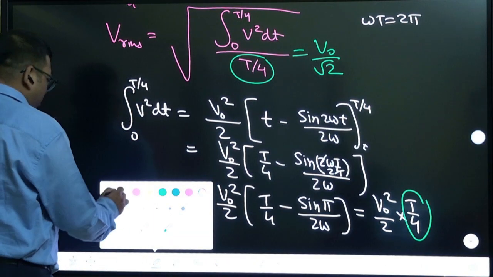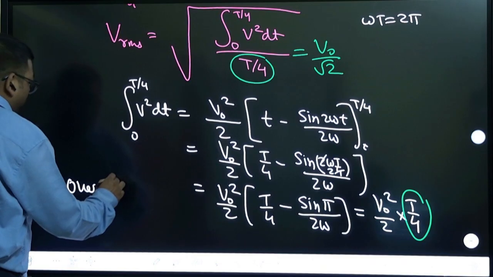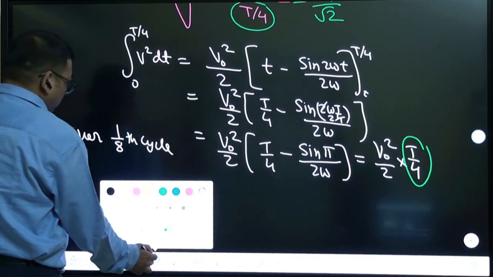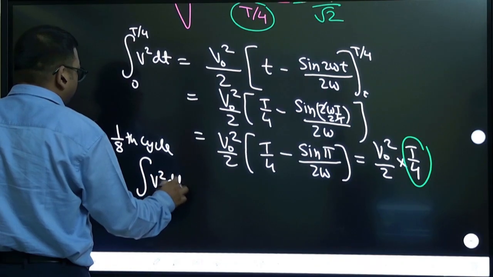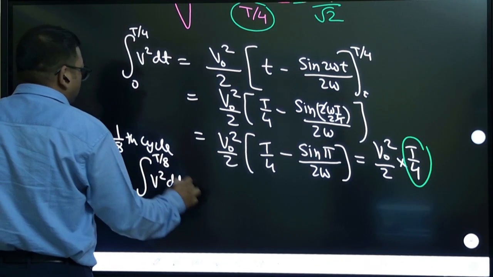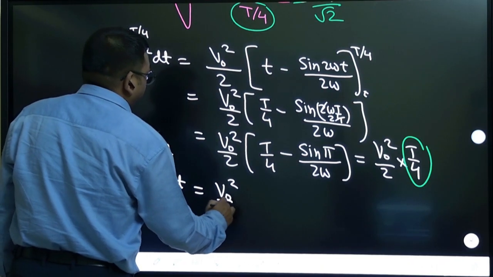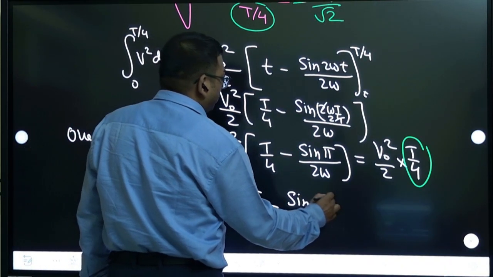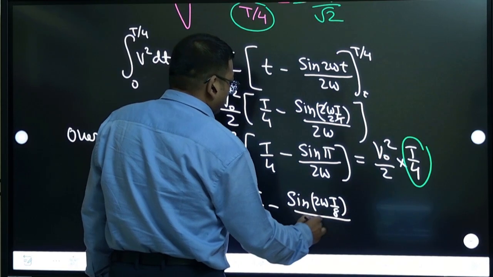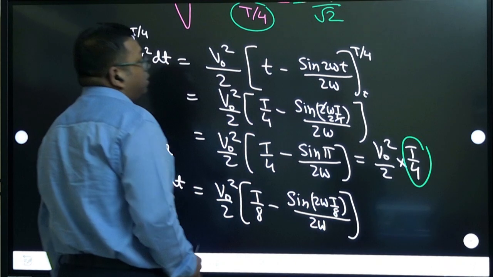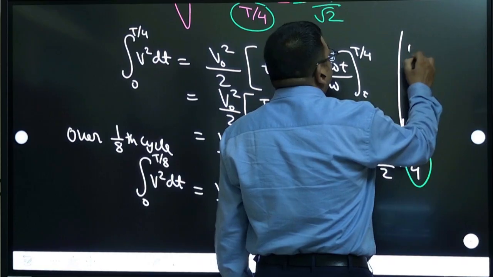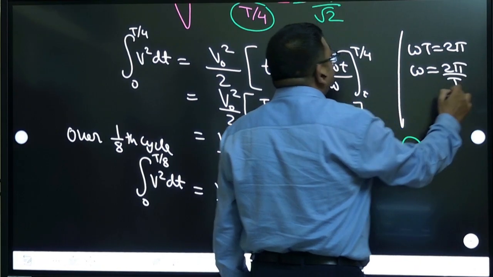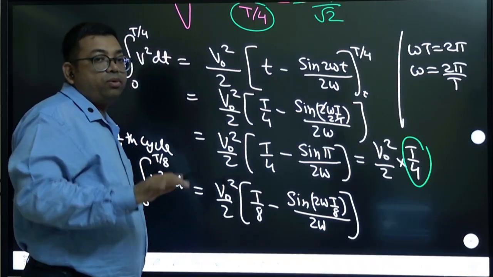Suppose you take one eighth cycle. In that case, this calculation which you are doing, v square dt 0 to t by 8, this term will be same, v naught square by 2. This will be t by 8 minus sine 2 omega into t by 8 divided by 2 omega, right? Also note that we know that omega t is 2 pi. So omega will be 2 pi by t. We can convert omega in terms of t, so no need to worry about that.